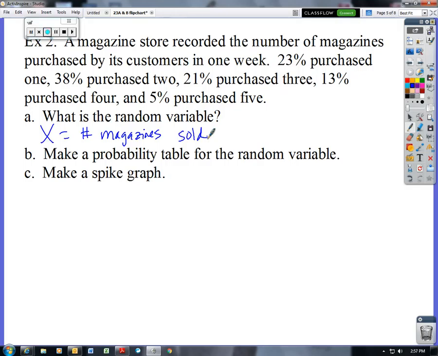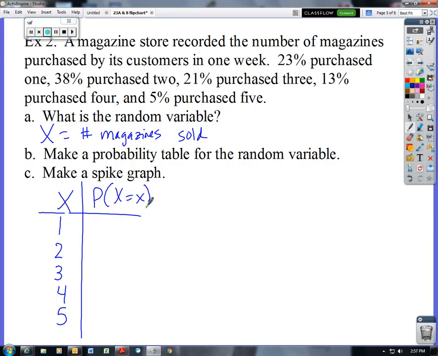Now we're going to make a probability table for the random variable. The random variable is the number of magazines sold, and according to this data it goes from, not even 0, they didn't even mention 0, so let's get rid of that. 1, 2, 3, 4, up to 5. And then here's your probability. They write big X equals little x. Probability of, so they're using that same notation again. And then you just write those percentages as decimals. So 0.23 and so on.